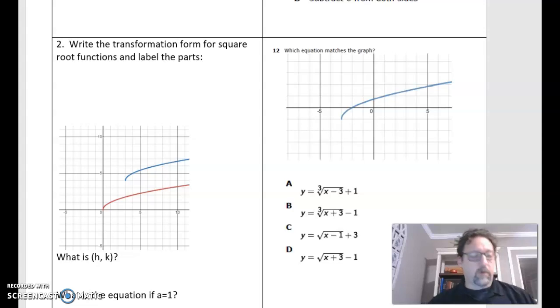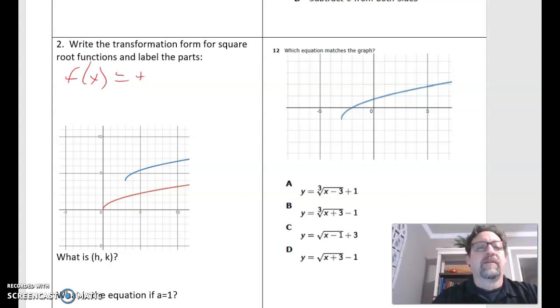Okay, the other ones that were missed the most were transformation or finding HK. So for the square root formula, f of x equals plus or minus a square root of x minus h plus k. Then if it's negative, it reflects across the x.